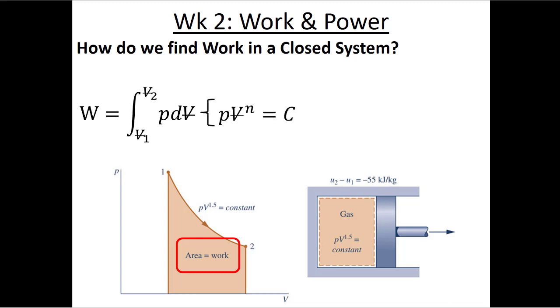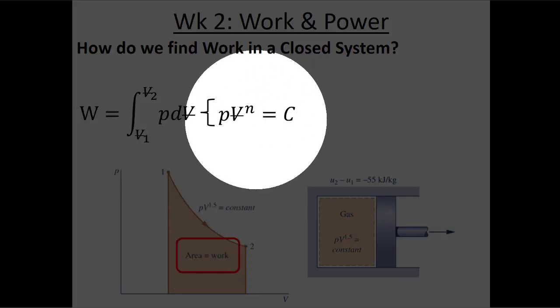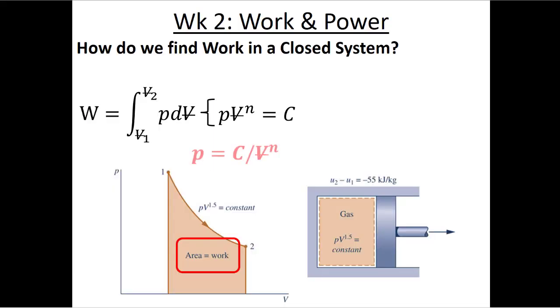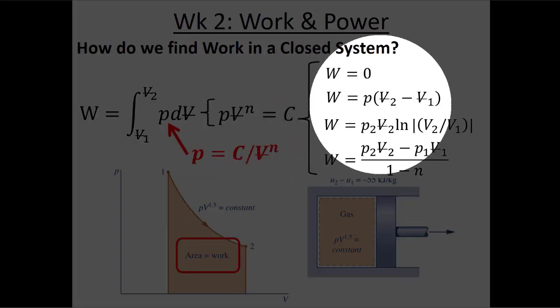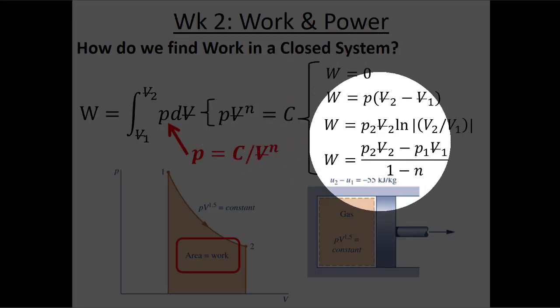In order to do this calculus, we want to see that P times V to the power of n is equal to some constant. So I need to get P as a function of V. So I would take an equation like this, PV to the n is a constant, and divide both sides by V to the power of n. So I get a relationship for pressure as a function of volume. I put that into my integral, and then I'll get one of several different answers depending on my pressure-volume relationship.